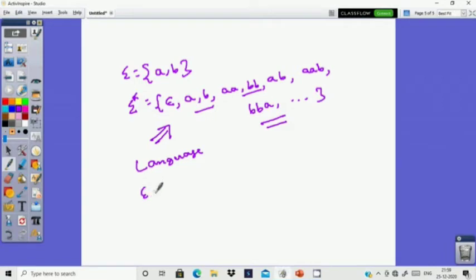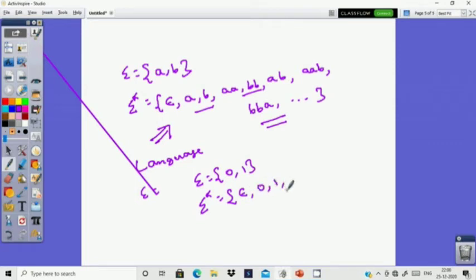Suppose I use sigma equal to 0, 1. So what is sigma star? You can use epsilon, none of the times. You can use 0, you can use 1, 00, 01, 11, 10, 001, or even triple zeros. All these are called languages here. Everything is called a language.